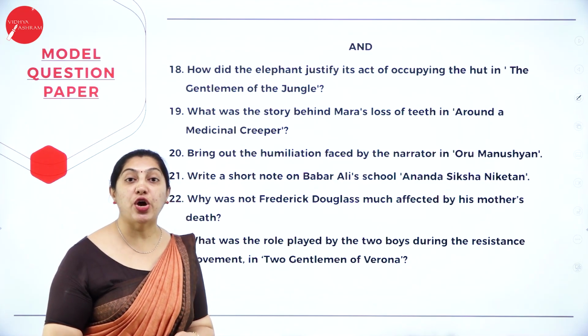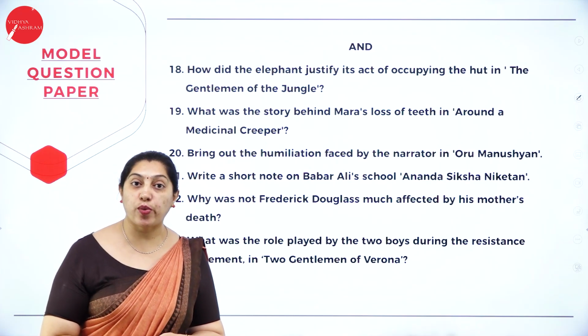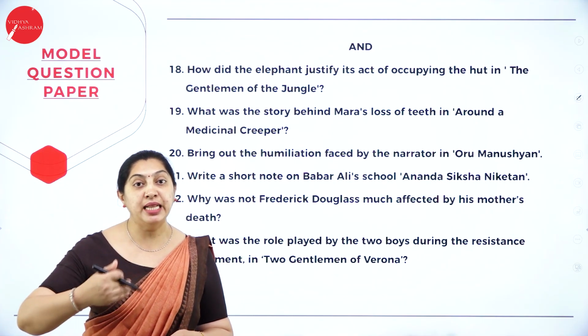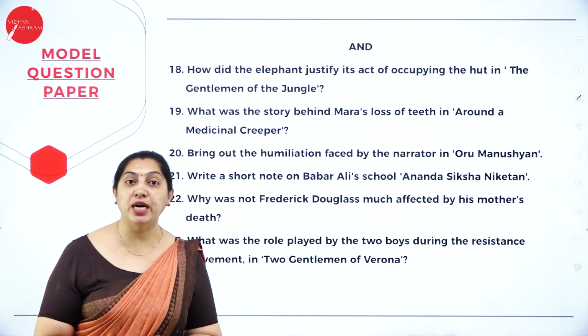So put together you're writing 6 questions for 4 marks. When you answer these questions, you have to write a note about the author first and then the main answer. This is how you have to answer for a 4-mark question.